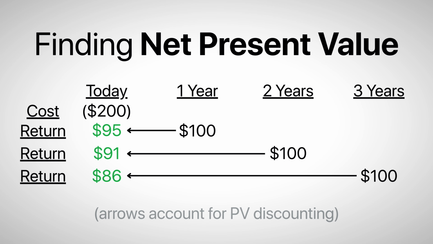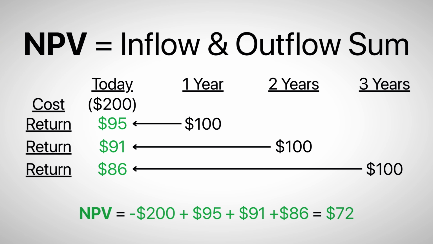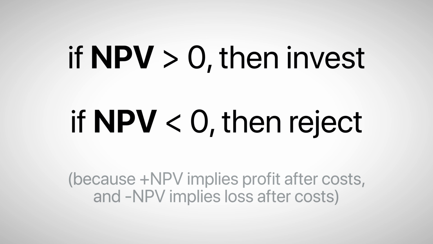Once you have the discounted returns, calculating NPV is extremely simple because it's just the sum of the cash inflows and outflows discounted to today. So we take our negative 200 for the initial investment, we add 95, add 91, and add 86, and that gives us a total of $72. So we know that the NPV of this investment, rounded, is $72. If your NPV is greater than 0, it is a good investment and you should accept it. And if your NPV is less than 0, it is a bad investment and you should reject it, because basically NPV is just saying whether there's going to be a profit or a loss on your investment when you consider the cost of your capital over time.